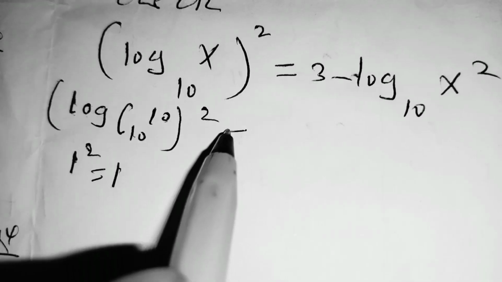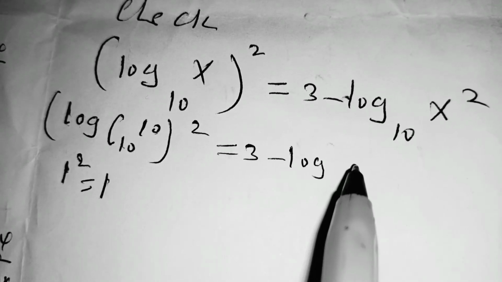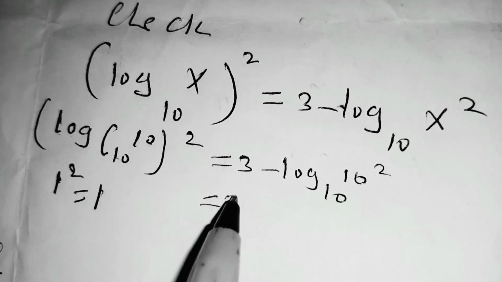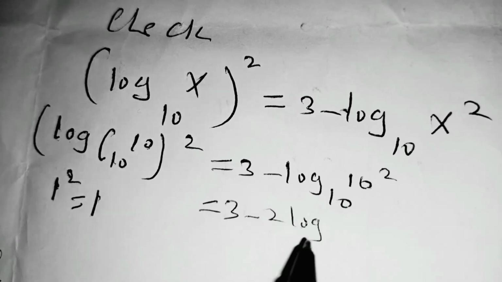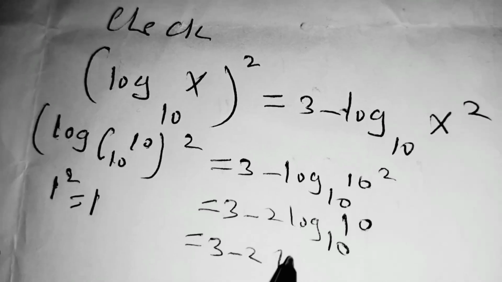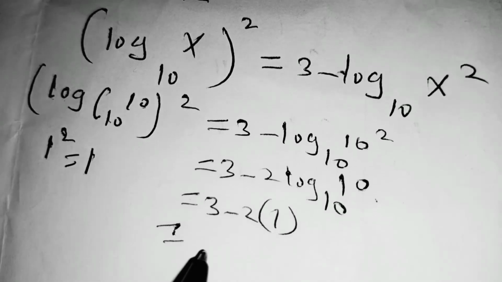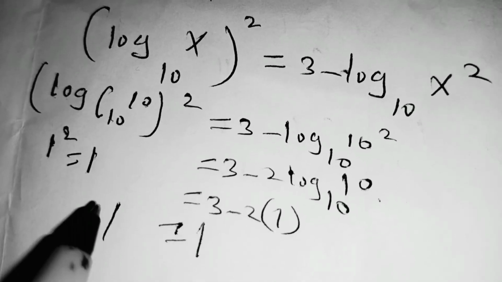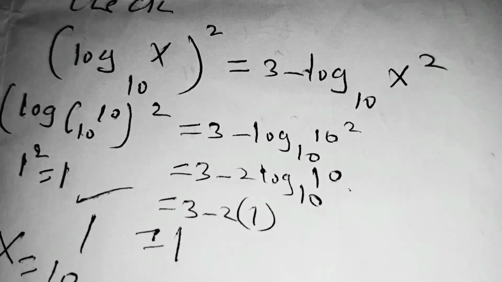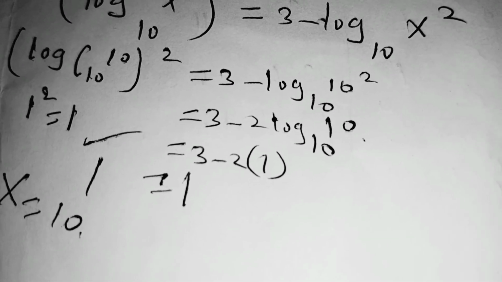On the right hand side, we shall have 3 minus log of 10 squared to base 10, which is equal to 3 minus 2 log of 10 to base 10. This is the same as 3 minus 2 multiplied by 1, because log of 10 to base 10 is 1. So this is equal to 1, since 3 minus 2 is 1. So 1 is equal to 1, meaning that our answer x is equal to 10 satisfies our given equation. We can also check for x is equal to 1 over 1,000.